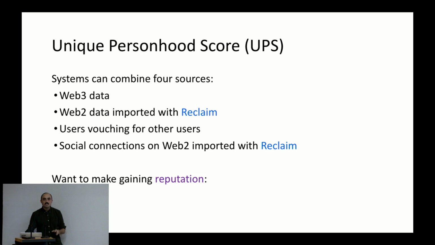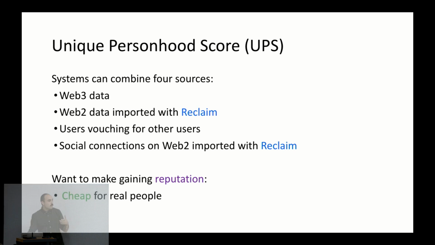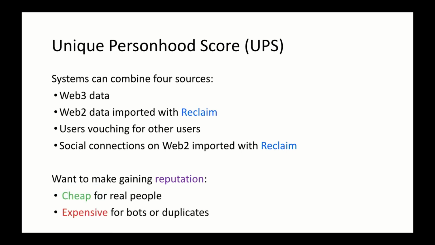The whole idea is basically this cost of forgery. We want it to be cheap for real people, expensive for bots or duplicates. And there's always going to be a bit of a trade-off there.